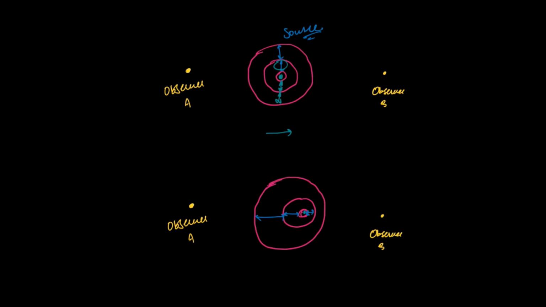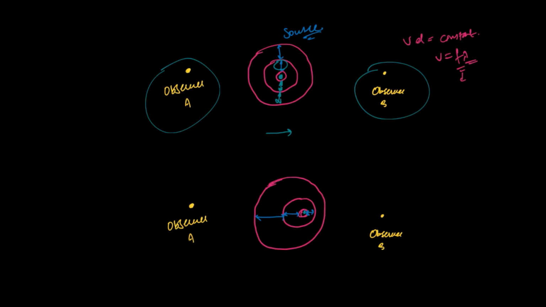And then there are again two observers, observer A and observer B, right? So you would agree that, keeping in mind that velocity is constant, that is basically the wave velocity or the velocity of the wave, so that is constant. So v equals f lambda. If lambda is constant, then frequency would be constant. So the frequency at which the observer A hears the sound is same as the frequency of the sound heard by observer B.